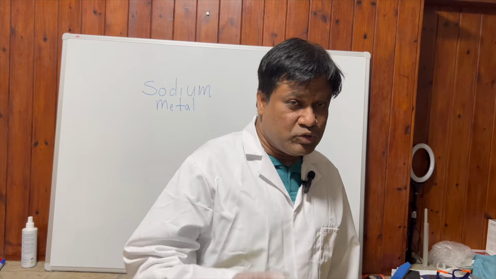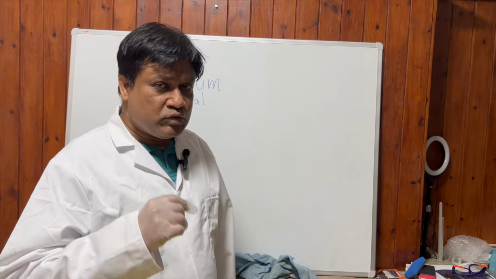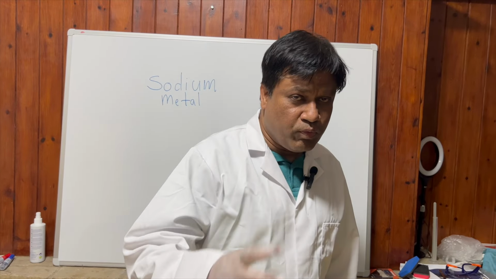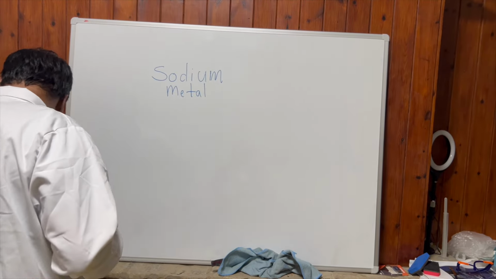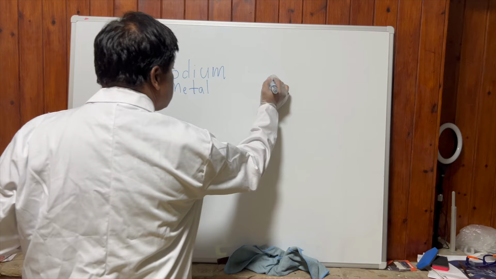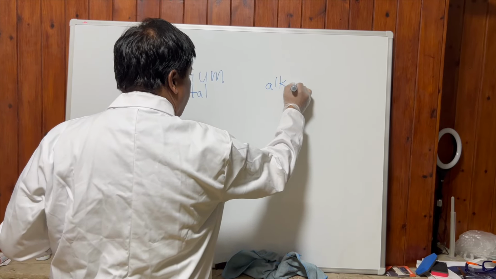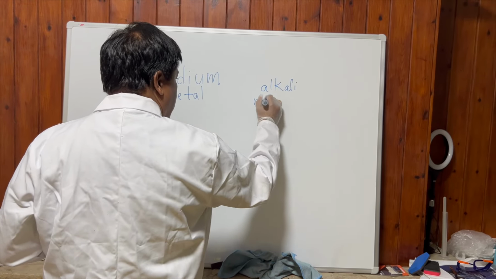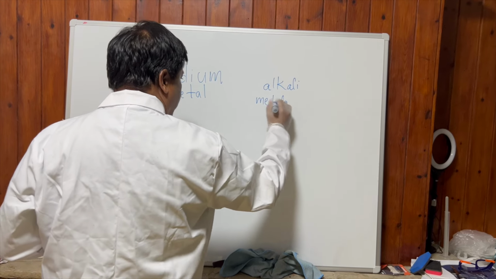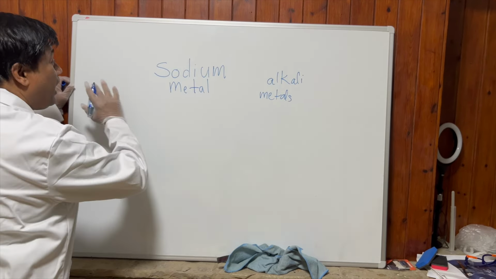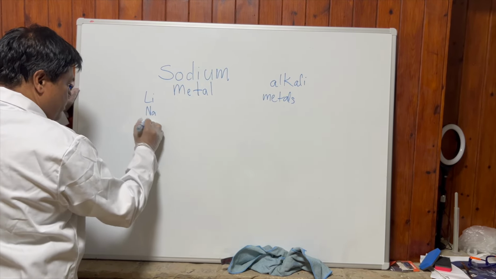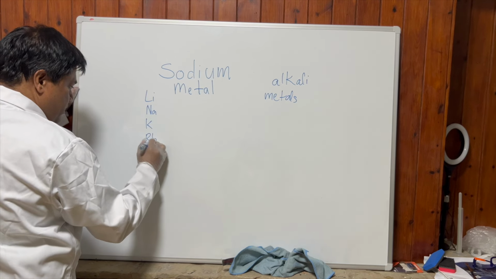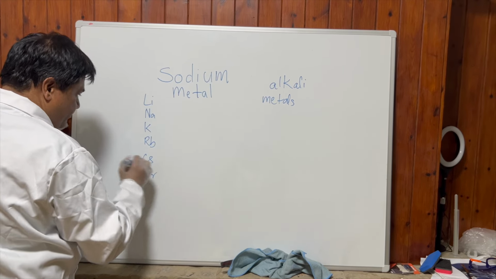Today I'm going to teach you a brief idea about the sodium metal. Sodium belongs to group 1. Group 1 metals are called alkali metals. They are highly reactive. What are they? Lithium, sodium, potassium, rubidium, cesium, francium.